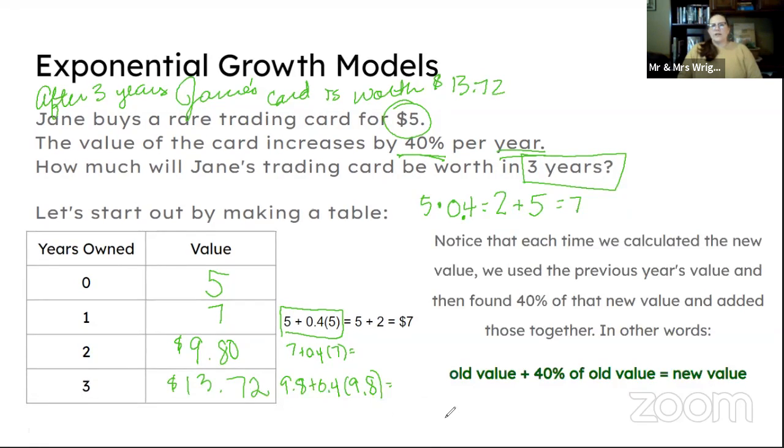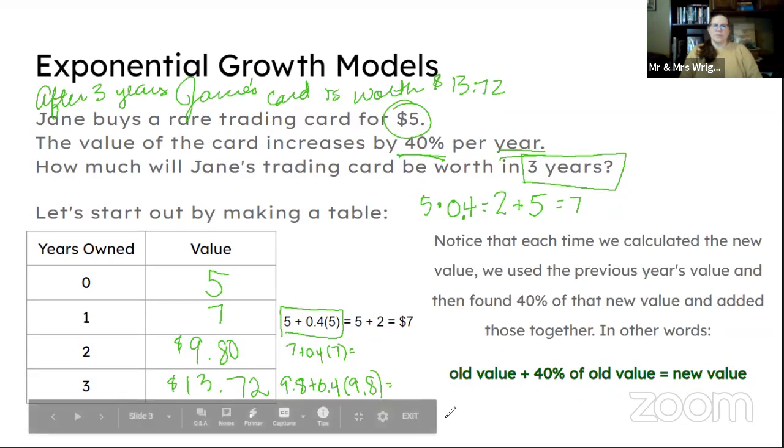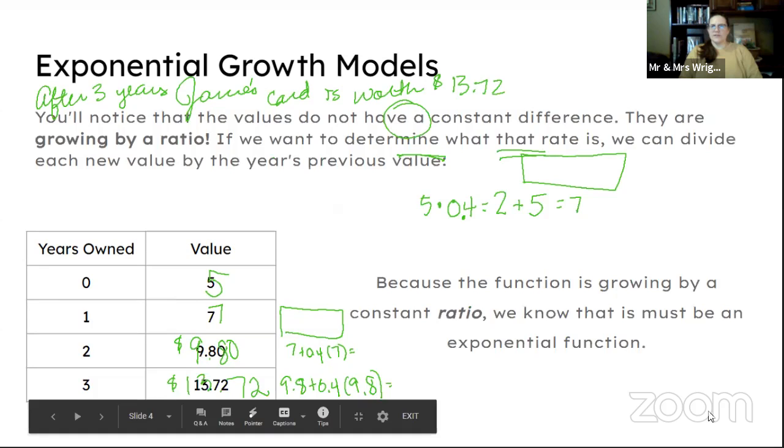Notice that every time we calculated the new value, we used the previous year's value, and then we found 40% of that and added it back to the original. So in other words, to get this formula, you do the old value plus 40% of the old value equals the new value. So you see what we did is we just multiplied and added. We multiplied by the percentage and added to the last amount. Let me clear this. Sorry about that.